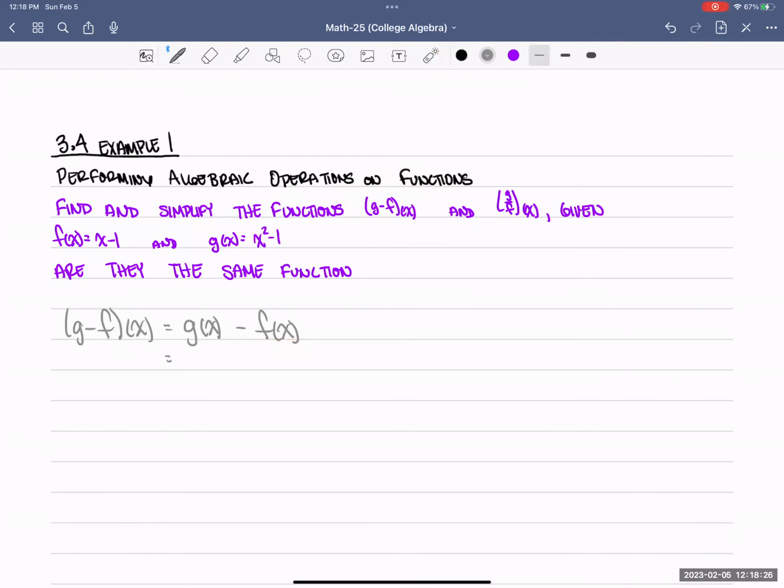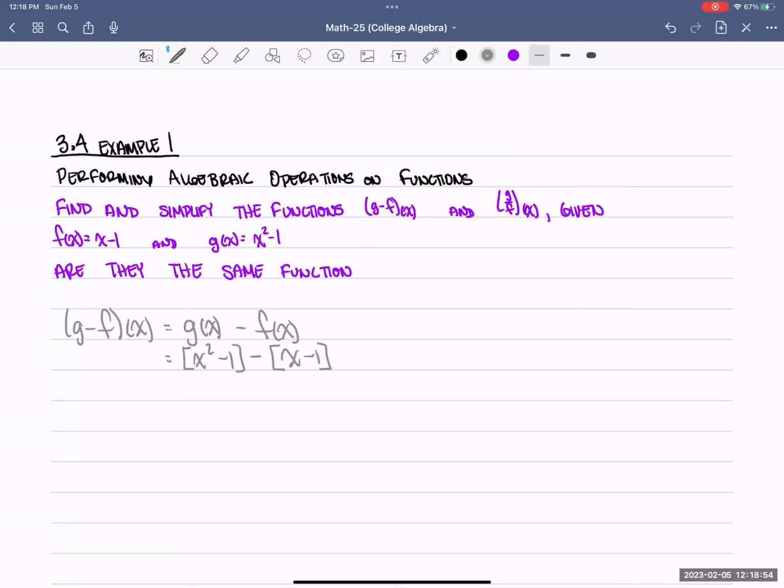So here, g of x, we have the function here, so we'll put that in brackets. You can use brackets or parentheses. Those are interchangeable. They're just like placeholders for that separation. And next we have the action, minus, and then our second function, f of x. f of x is our x minus 1.